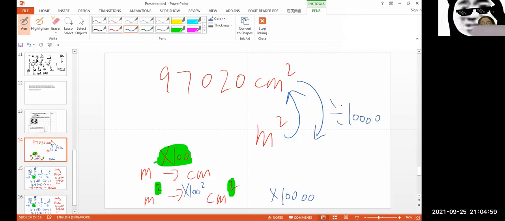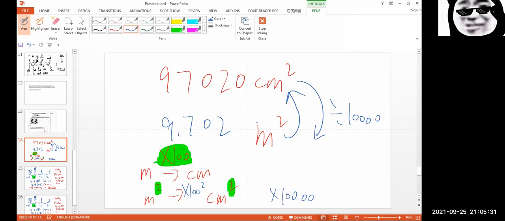Can you help me out? Divide by 10K, then you will get the m square. So what's the answer? So it should be 9.702. Okay. So how come you times 10? You 10 times this answer, so you're wrong. So probably somewhere you are wrong.